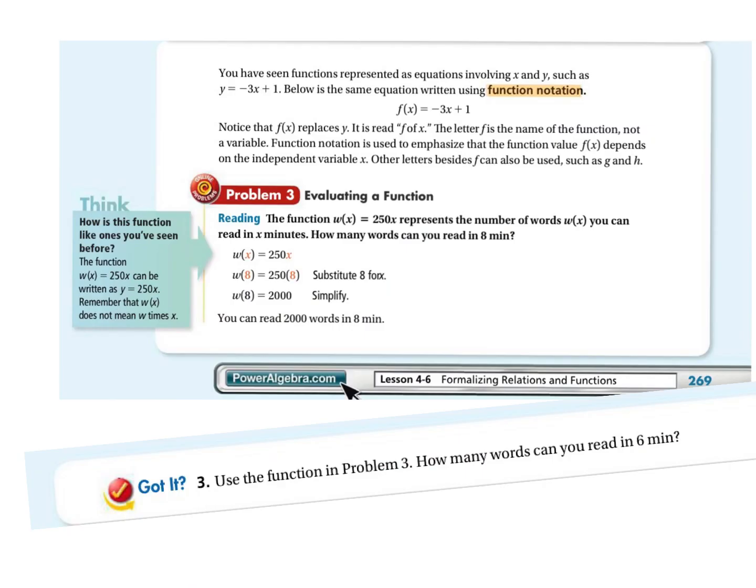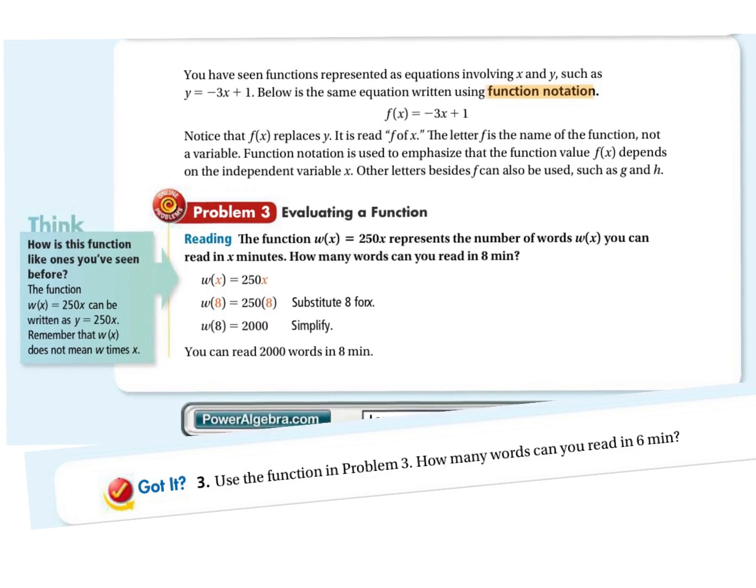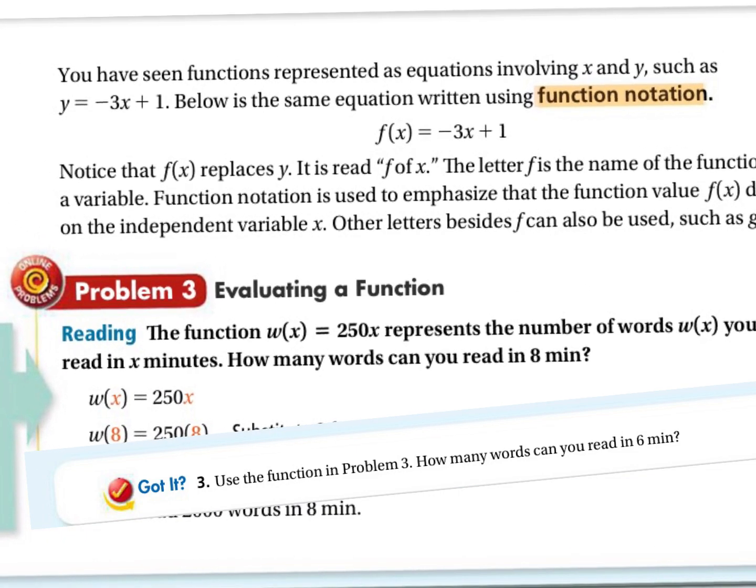The next thing the book talks about is what's called function notation. Function notation is just another way of writing something. It's just saying it is a function. It's basically saying y is a function of x. And like the book says, f of x is replacing y. So instead of writing y equals negative 3x plus 1, they can put f of x equals negative 3x plus 1. If that's confusing to you, when you see f of x, you could just put a y there.